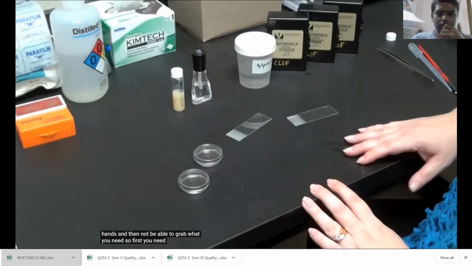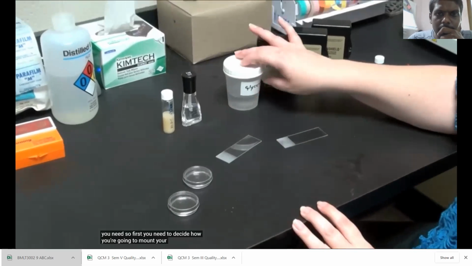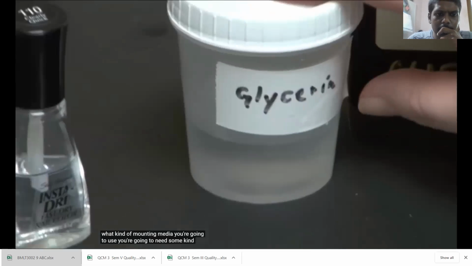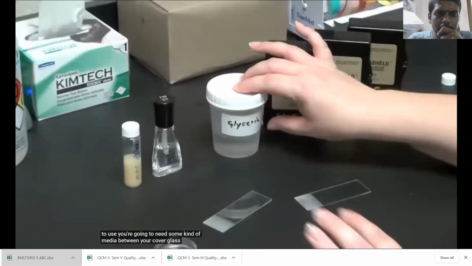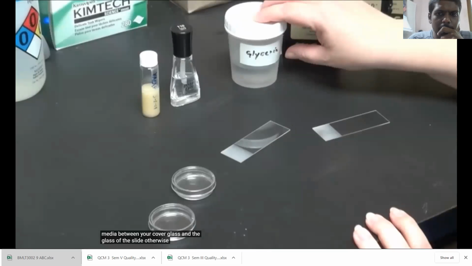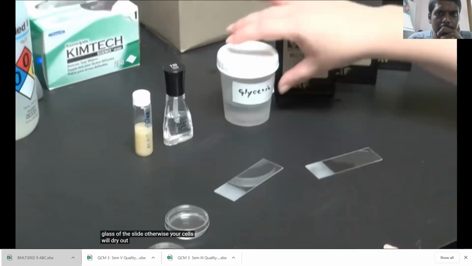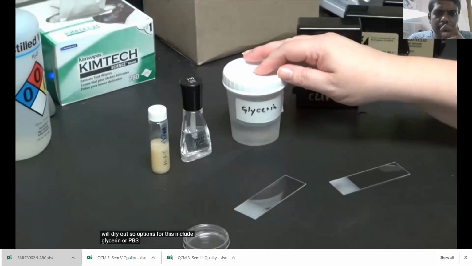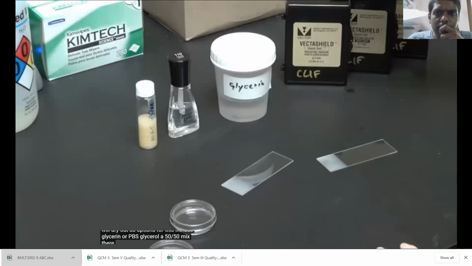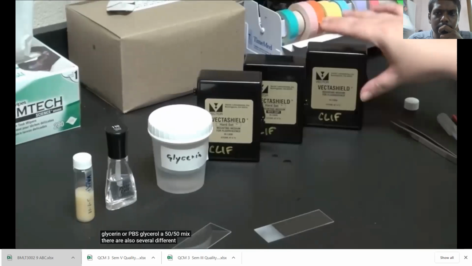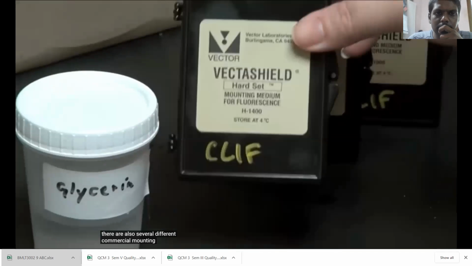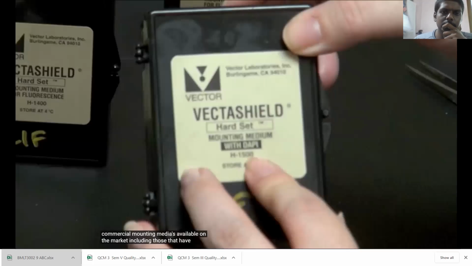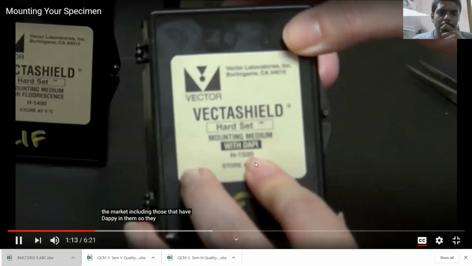So first you need to decide how you're going to mount your cover slip, what kind of mounting media you're going to use. You're going to need some kind of media between your cover glass and the glass of the slide, otherwise your cells will dry out. So options for this include glycerin or PBS glycerol, a 50-50 mix. There are also several different commercial mounting medias available on the market, including those that have DAPI in them, so they have stains in them.